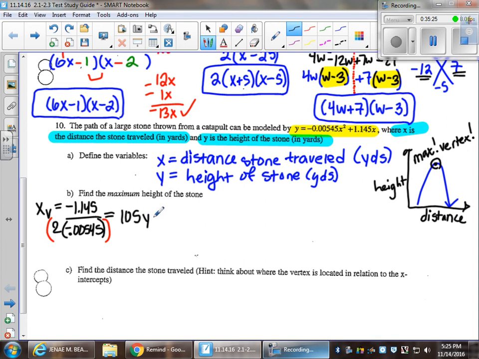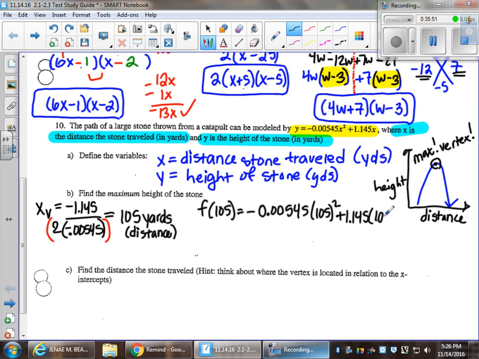So this is 105 yards, but this is distance, this is not height. However, we needed to do this so that now we can actually find our height. We're going to do that by calculating f of 105. So wherever we see x, we are going to be substituting in 105. You can do that all in one step in your calculator, carefully using parentheses. Don't forget the square. Go ahead and pause. We'll compare answers.